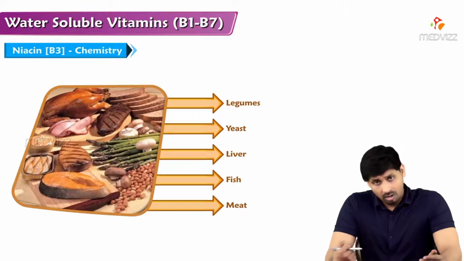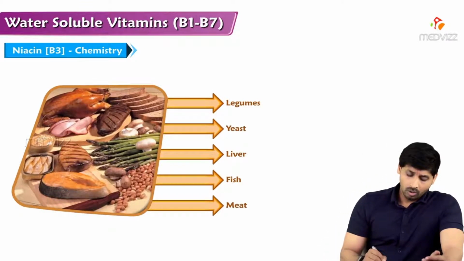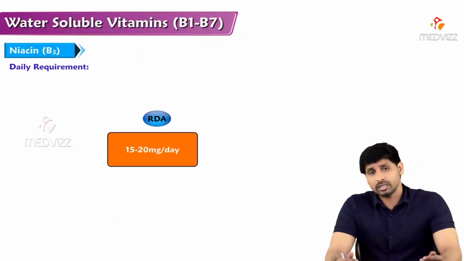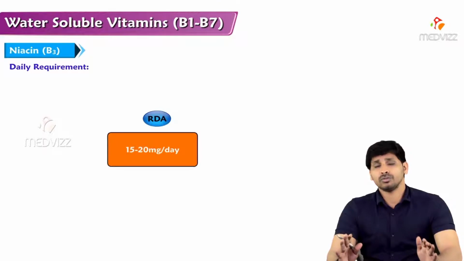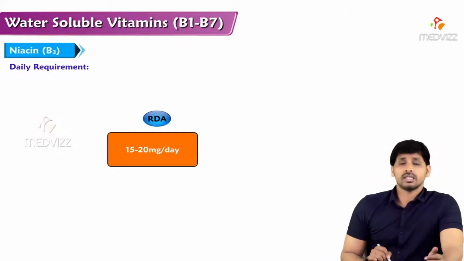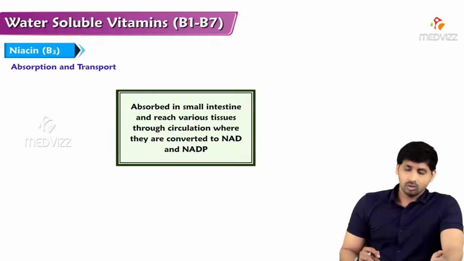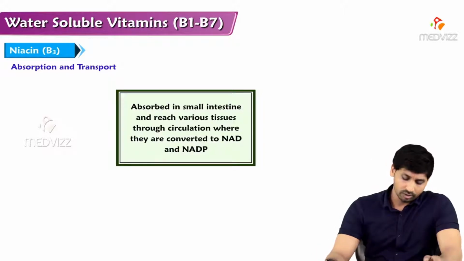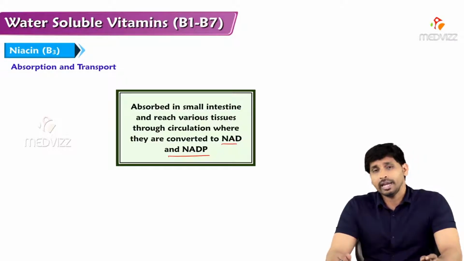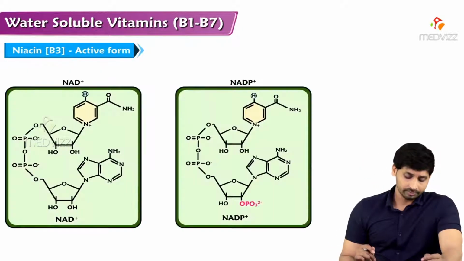Coming to the sources, legumes, yeast, liver, fish, and meat are all rich sources of niacin. The recommended daily allowance of B3 in your diet is 15 to 20 milligrams per day, which is sufficient to perform its functions in the body. Being a water soluble vitamin, its absorption and transport are simple, and the active forms, NAD and NADP, are present in the circulation.